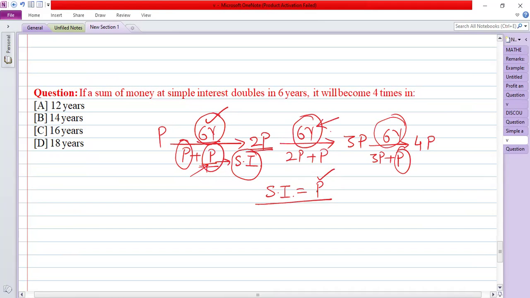So for every 6 years, the simple interest is equal to P. That's why for the amount P to become 4 times, it will take 6 plus 6 plus 6, 18 years. Okay.